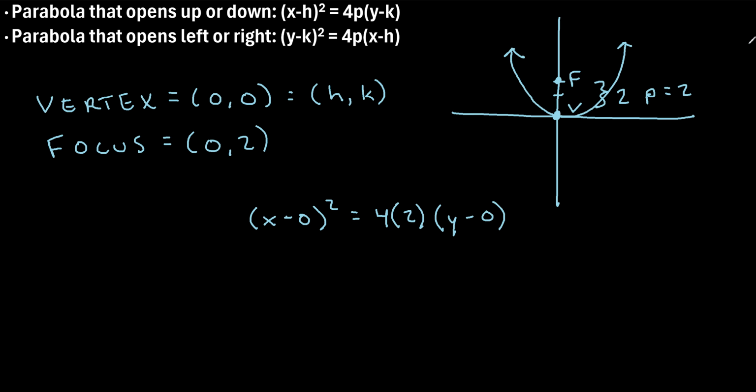So simplifying a little bit, we get x minus 0, that's just x. So we have x squared is equal to 4 times 2, which is 8. And then we have y minus 0, so that's just y. So our final answer will just be x squared is equal to 8y. That is the equation of this parabola that has a vertex and focus of these coordinates.